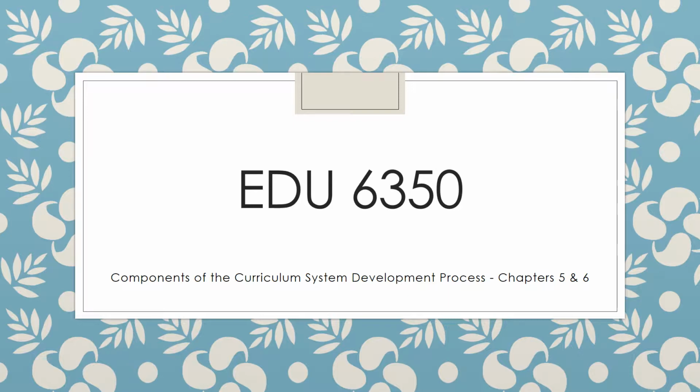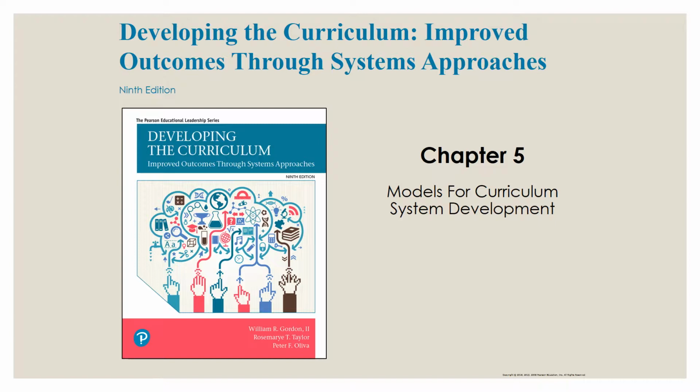For the next couple weeks, we're going to be talking about the components of the curriculum system development process. This week, we're looking at chapters 5 and 6. Chapter 5 has to do with models for curriculum system development. There are 4 models explained in your text, and you will definitely need to read these to become more familiar with them, but I'm going to give you a quick overview.